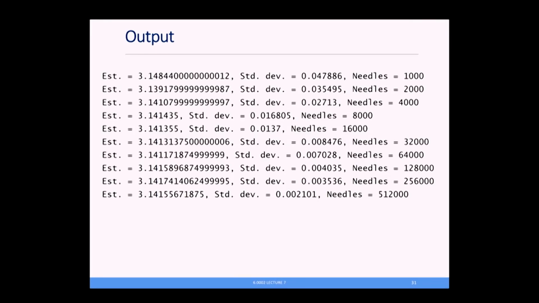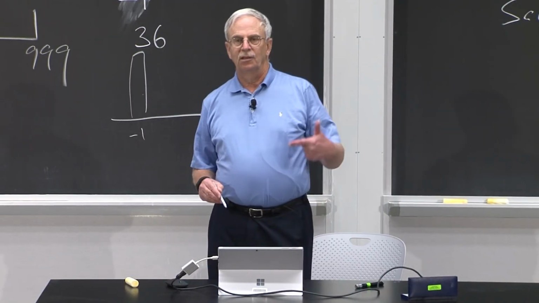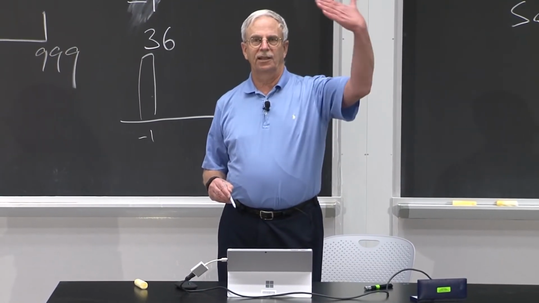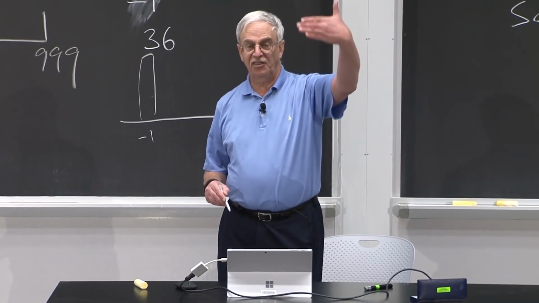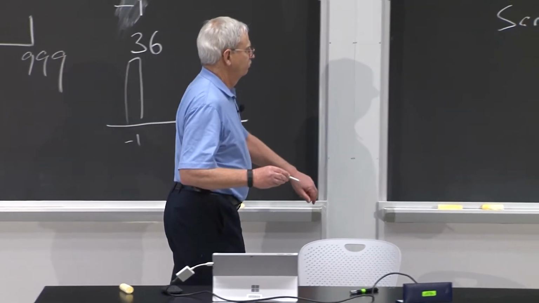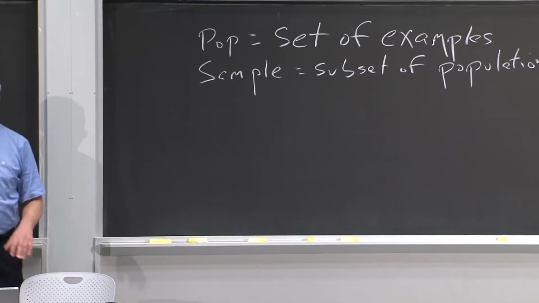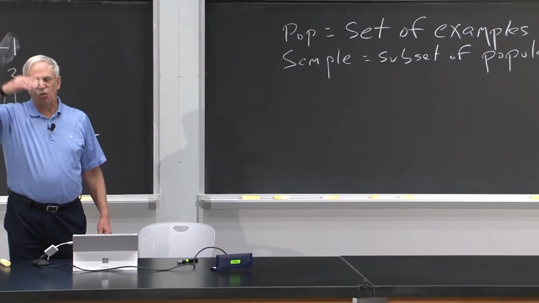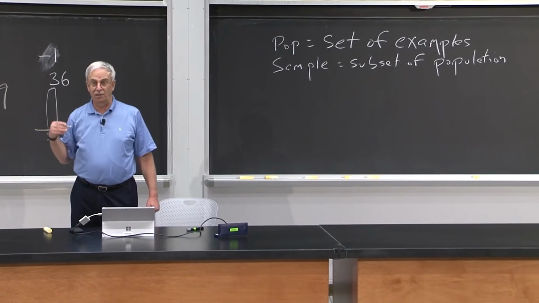3.148. Well, 3.13 is already worse, right? So I double the number of needles, and I get a worse estimate. Now, the trend is good. By the time I get here, I've got a pretty good estimate. So overall, as I look at larger samples, a bigger subset of the population, my estimates are trending towards better, but not every time.